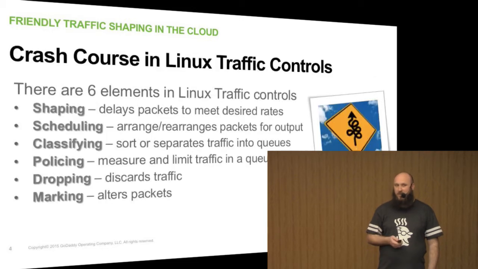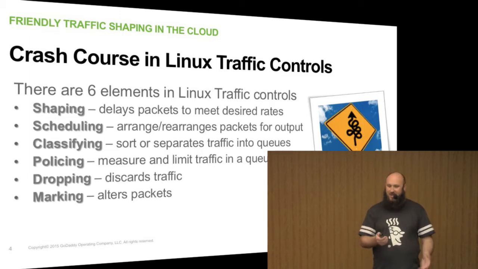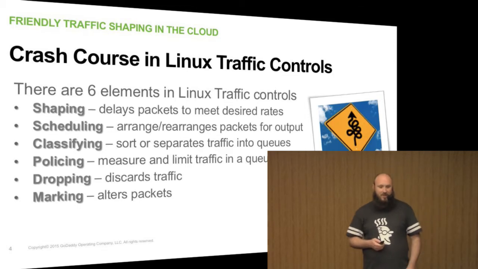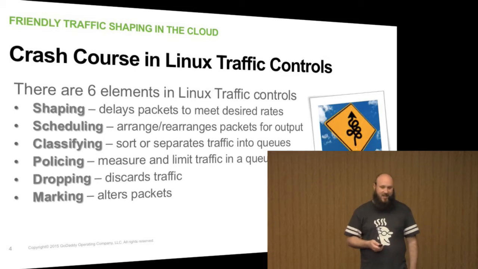Has anyone here worked with the traffic controls in Linux at all? All right, good to see. So the way it works, this is kind of a crash course here, is you can shape the packets. This actually delays packets. You choose a scheduler that will arrange those packets, and then you classify the packets via filters that basically say, if I'm this type of traffic, go to this route for packet scheduling. And you can drop and mark packets as well. So we'll see this in the next slide here.